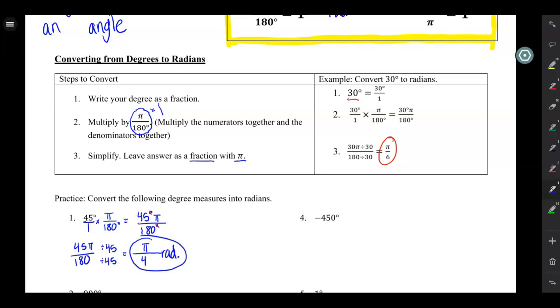Okay. All right, you can do the exact same thing if you have negative angles. So you can also convert negative angles, like the one in number 4, to radians. So you start the same way, make it a fraction over 1, and you're going to multiply by pi over 180 degrees. And you'll get negative 450 pi over 180 degrees. And then here our degree measures will cancel each other out.